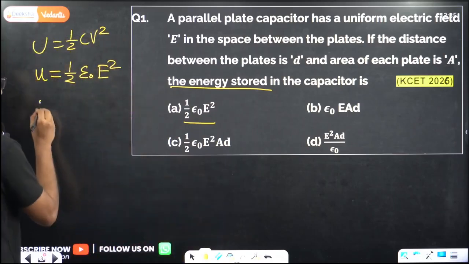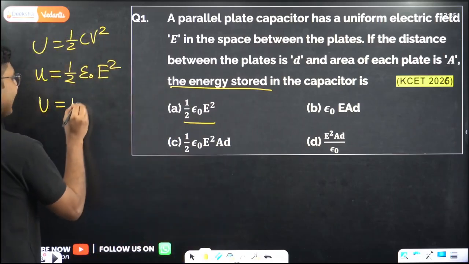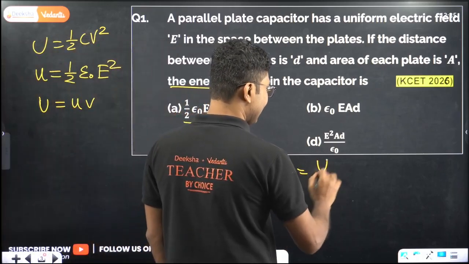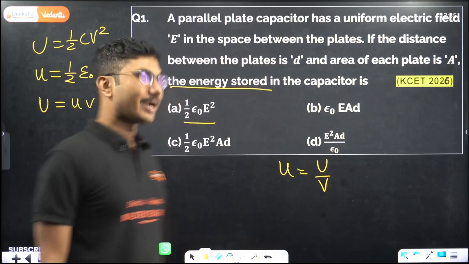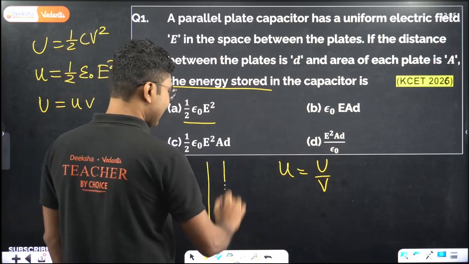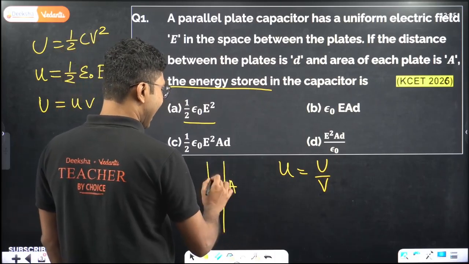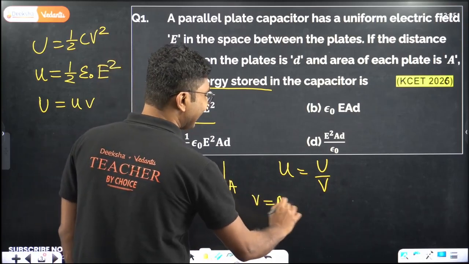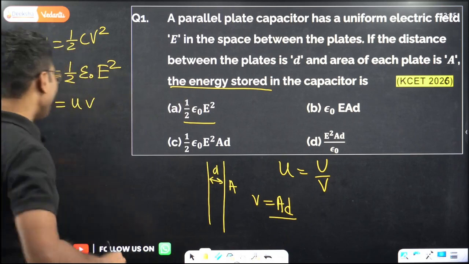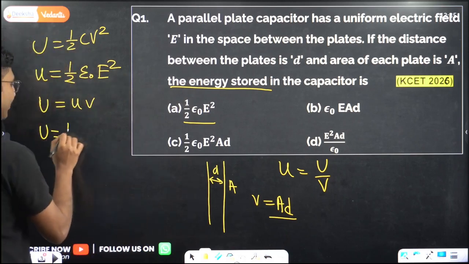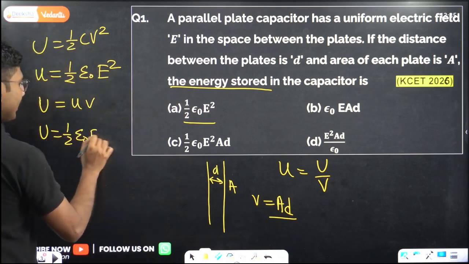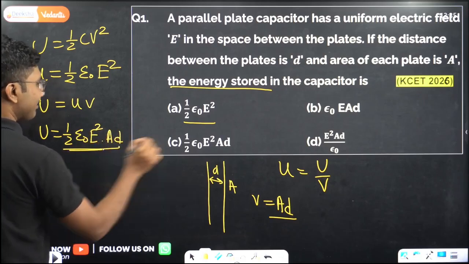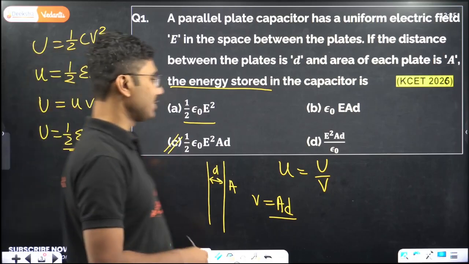What is energy stored? I told you energy stored is basically energy density into volume. Same as energy density is total energy divided by volume. Now what is the volume? If you know that the capacitor has an area A and distance between the plates is D, then the volume of the capacitor is basically A into D. That's it. So what is the total energy stored? Total energy stored is half epsilon naught E square into A into D. Very, very simple. Option C is the correct answer, not option A.